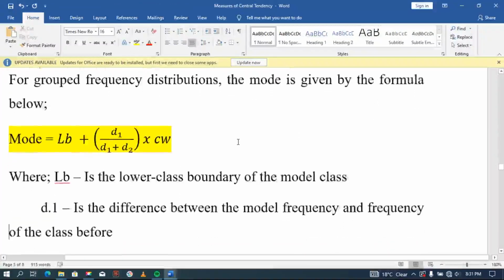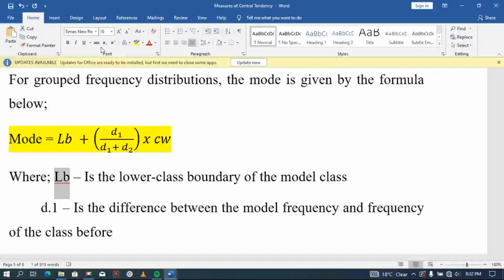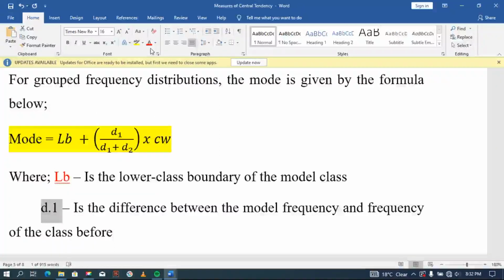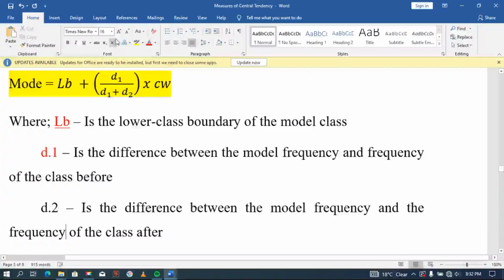So we have the mode given as LB, where LB is the lower class boundary of the modal class. Then D1 is the difference between the modal frequency and the frequency of the class before the modal class. Then D2 is the difference between the frequency of the modal class and the frequency of the class after that modal class.